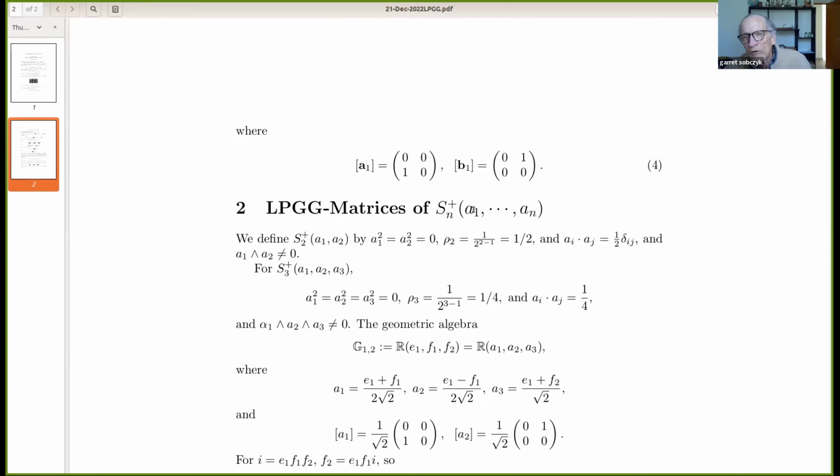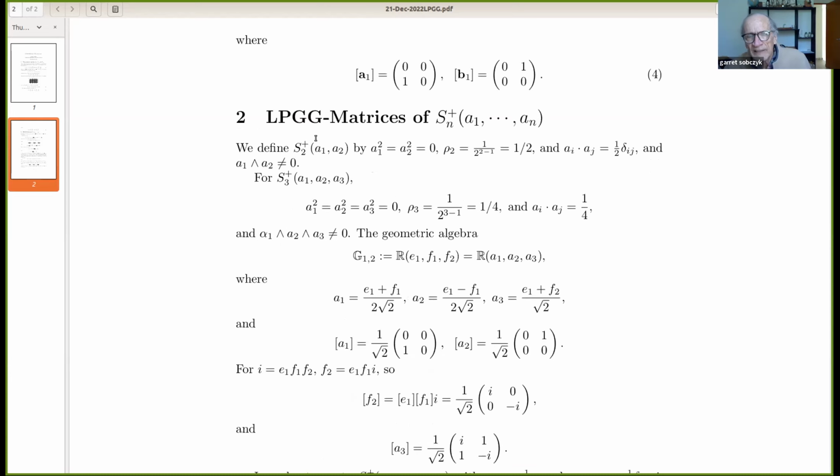That's in this general symplectic, if you want to call it, n-dimensional simplex defined by these null vectors A1 up to AN. Okay, so let's look at the simplest case. The simplest case is what I call S2, A1, A2. So we have two nilpotents, null vectors that have square zero.